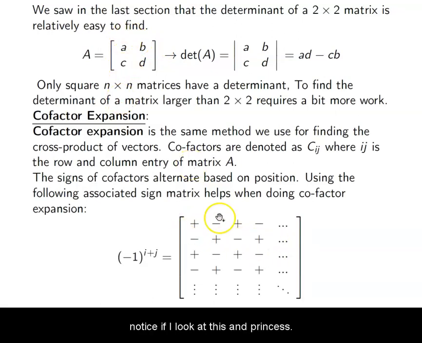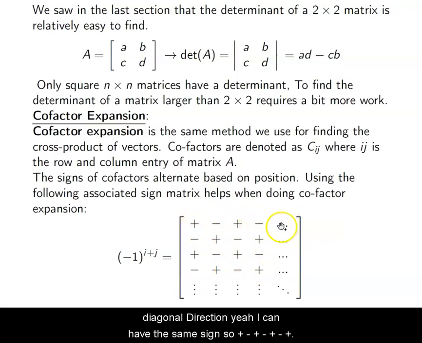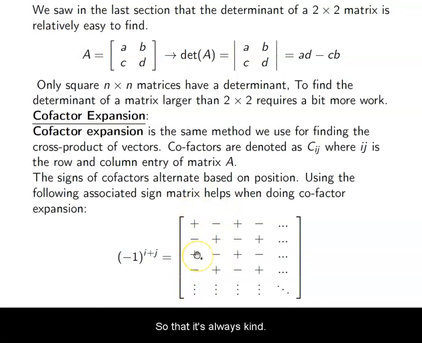So it looks like this. Notice if I look at this one, for instance, up is not a plus, down is not a plus, right is not a plus, left is not a plus. But when I go in the diagonal direction, I can have the same sign. So plus, minus, plus, minus. This is a plus, so it goes minus, plus, minus, plus. It just alternates in sign so that it's always offset by one. The formula for that is -1 to the power of i plus j.